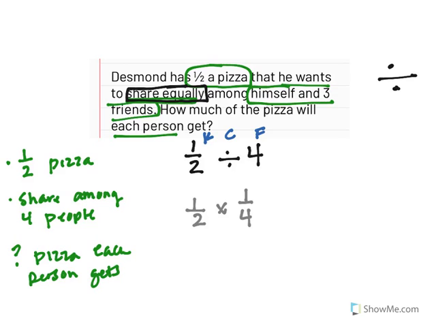Now we're going to go ahead and finish multiplying. 1 times 1 is 1. 2 times 4 is 8. So each person will get 1/8 of the pizza.